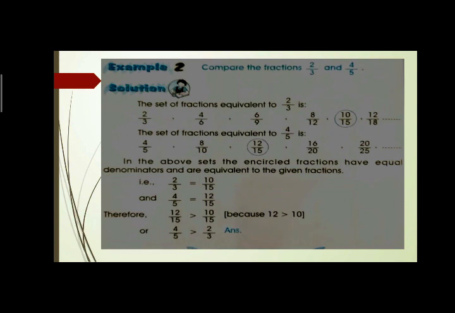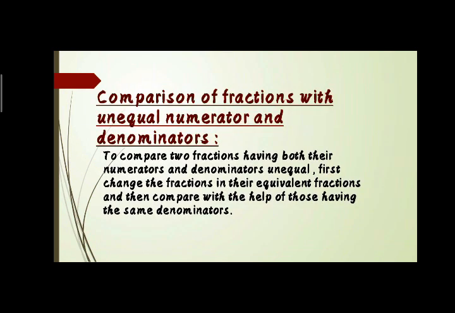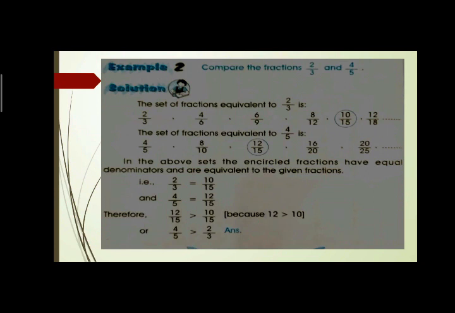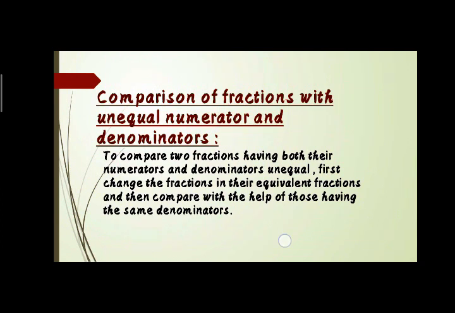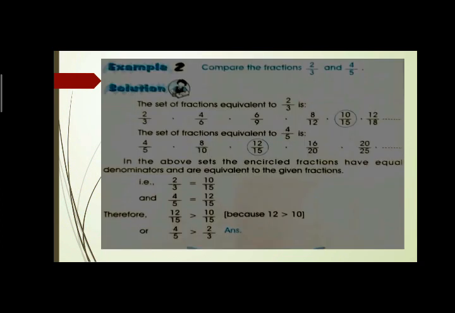Or we also say 10 upon 15 is less than 12 upon 15, or 12 upon 15 is equal to 4 upon 5. It means 4 upon 5 is greater than 2 upon 3. It is your answer. On the basis of like fractions, we quickly identify which one is greater, which numerator is greater. The numerator 12 is greater. It means 12 upon 15 is greater than 2 upon 3.